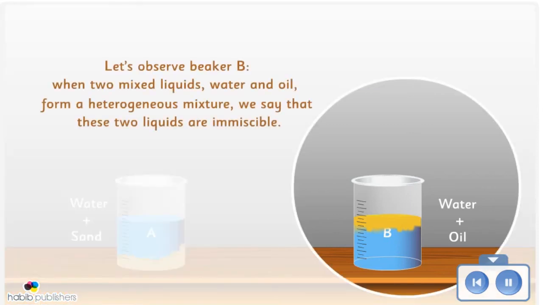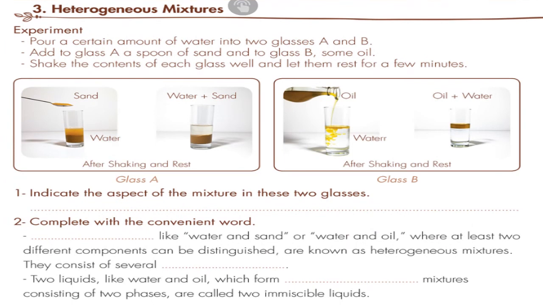Let's observe beaker B. When two mixed liquids, water and oil, form a heterogeneous mixture, we say that these two liquids are immiscible. So now we can answer questions 1 and 2. Number 1. Indicate the aspect of the mixture in these two glasses. Look at the pictures. Look at the sand and water. How do they look? How do the oil and water look? Are they clear like the salt and water or vinegar and water?